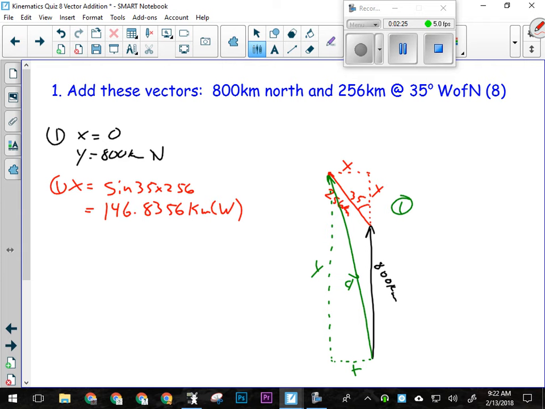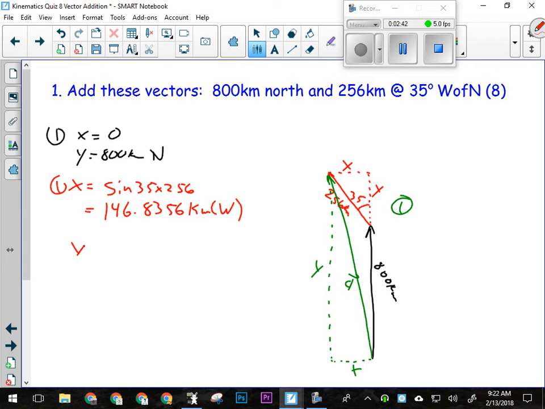Whether they got the answer for that part right or not, if they have sine of 35 times 256, give them the mark. This is just a method mark. Whether they got this number here or not, if they showed this step, they get a mark.